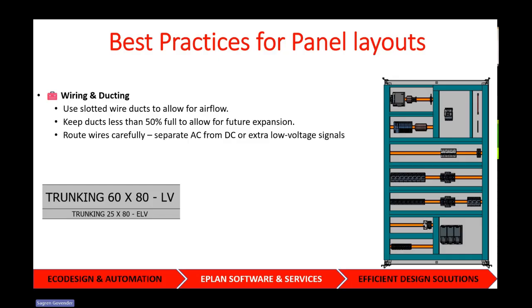Route your cables carefully, and you want to separate your low voltage from your extra low voltage. So your 400 volts from your 24 volts. That's because the insulation ratings are sometimes different from your low voltage to your extra low voltage cables. So you want to keep them separate.